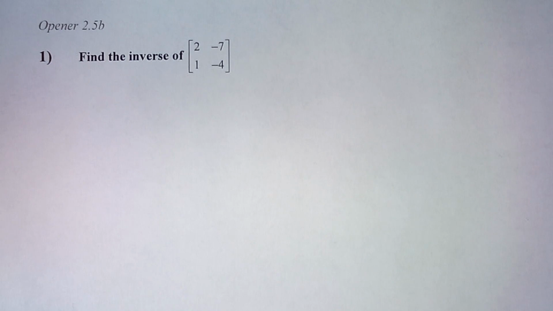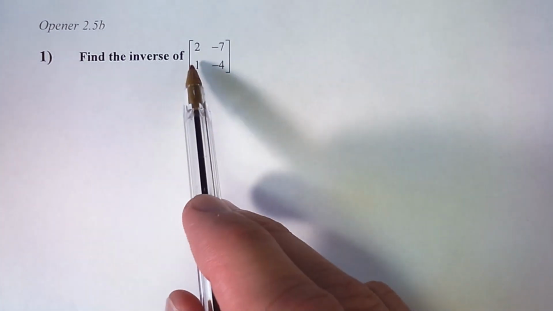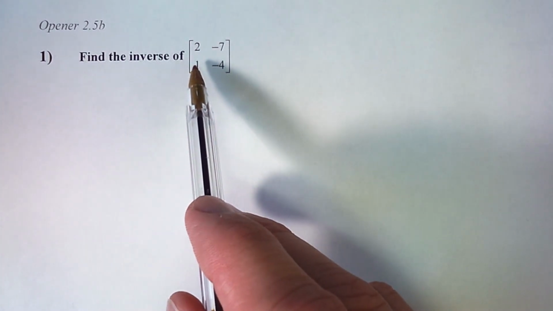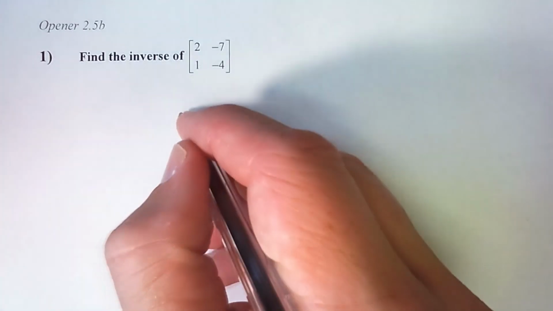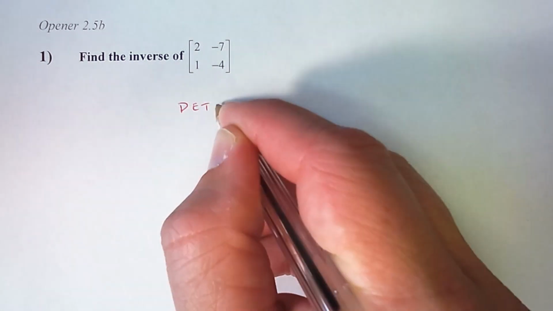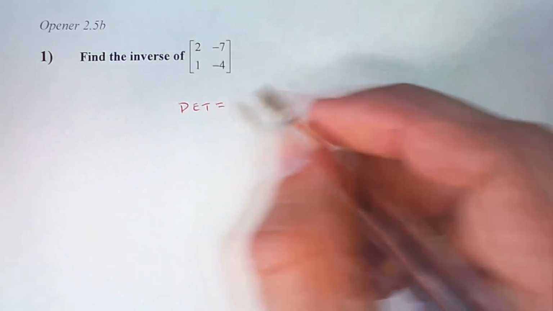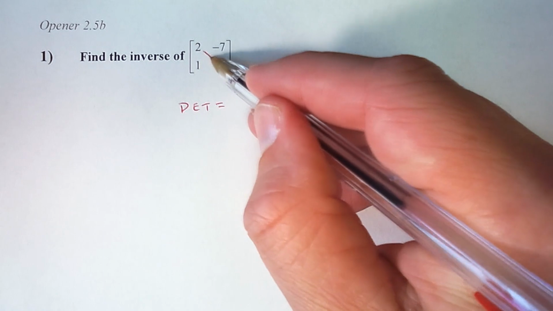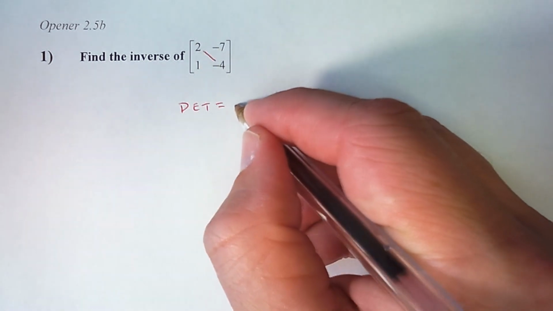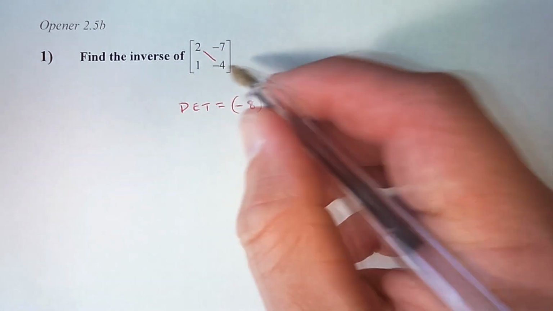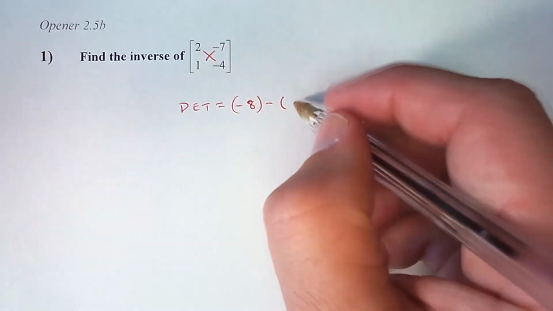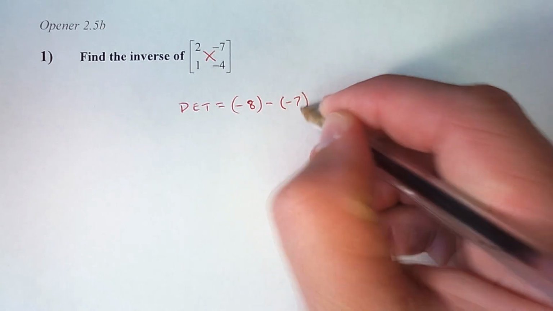Hey guys, we're going to start this lesson by reviewing a few skills that lead us right into the lesson. So we'll start with finding the inverse of a matrix. In order to find the inverse of a matrix, first we find the determinant. The determinant is found by multiplying the main diagonal, which is -8, and subtracting the product along the secondary diagonal, 1 times -7.